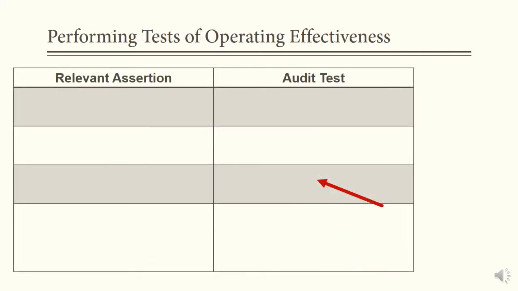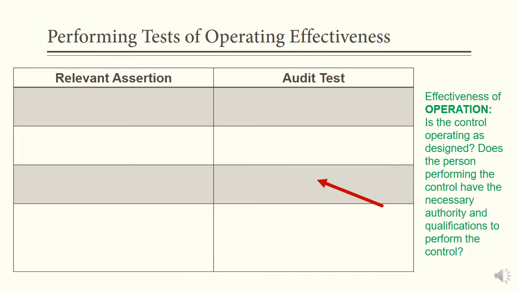So the next step is performing tests of operating effectiveness. These refer to how well the controls are working. Remember, the controls include people and processes, the people doing the work and the processes that keep things in check. So if the control is operating as designed, the person performing the control has the necessary authority and qualifications to perform the control, and they're doing it the way it's designed to be completed.